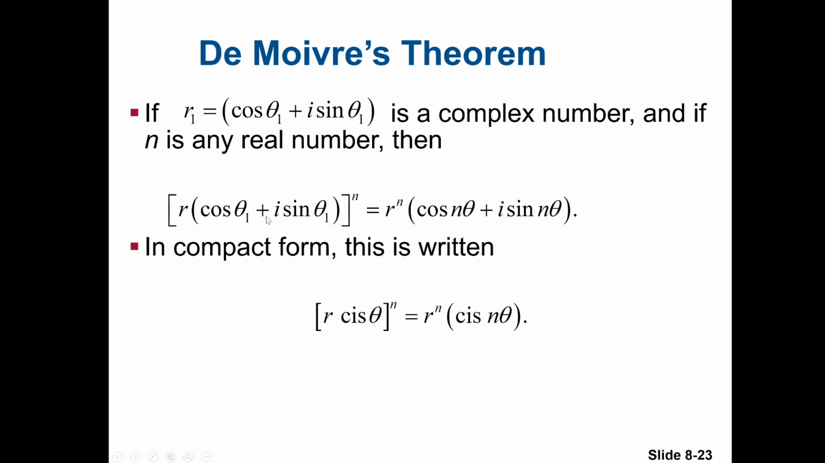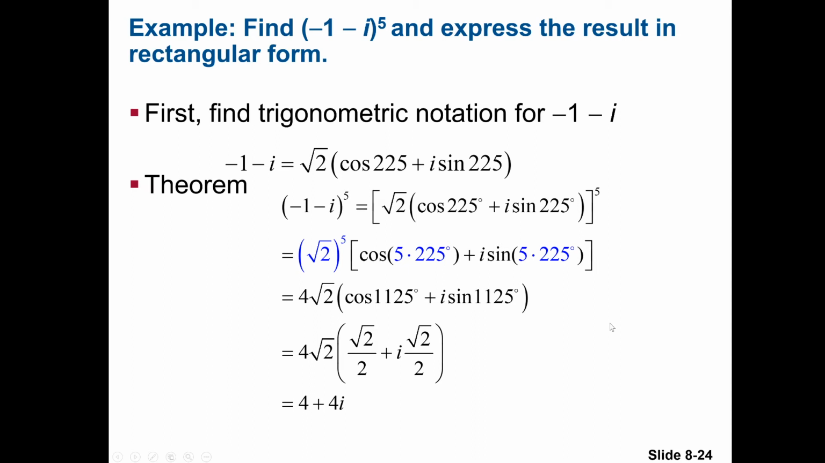And then for that angle, you can make it a multiple angle. So it can be written as cosine of n theta plus I sine of n theta. In the compact form, this can be written as r to the power of n times cis of n theta. Now here's one of the examples. Let's say you need to raise this one, negative 1 minus I, the regular complex number, to the 5th power. So find the trigonometric form first.